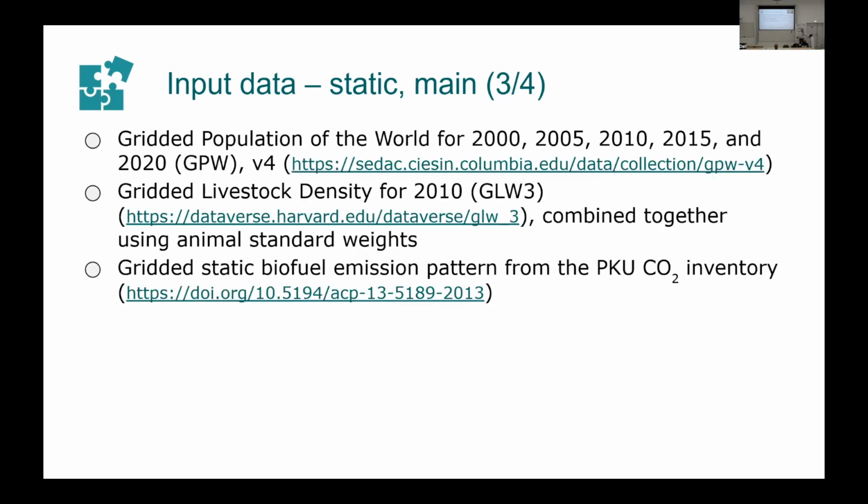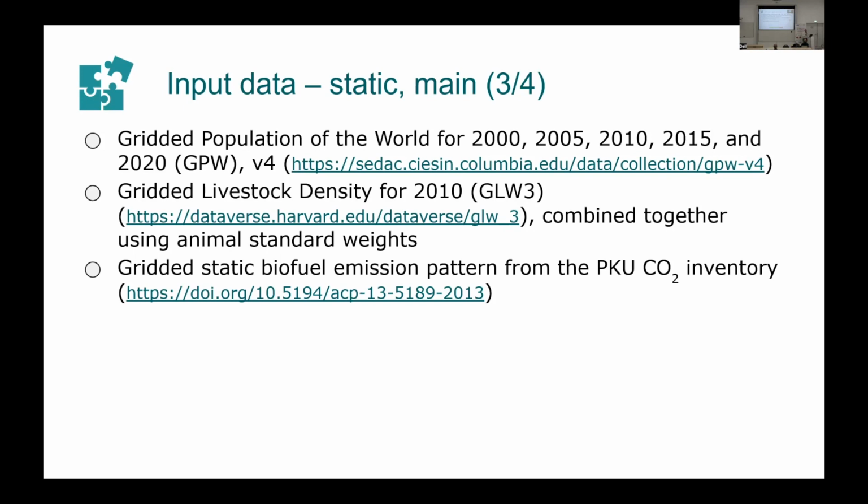Gridded population maps of the world for different years. We could also say that it's an approximation because the real world is much more complex. Gridded livestock density maps, so that's for feed, that we combine together using animal standard weights, an approximation as well. And then we have static biofuel emission patterns from the PKU CO2 inventory.